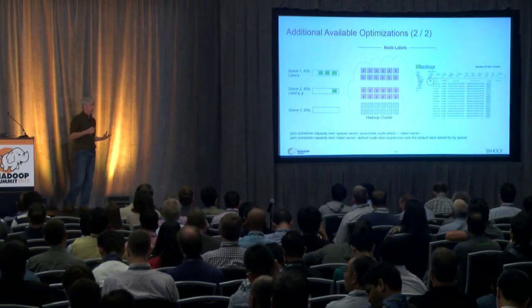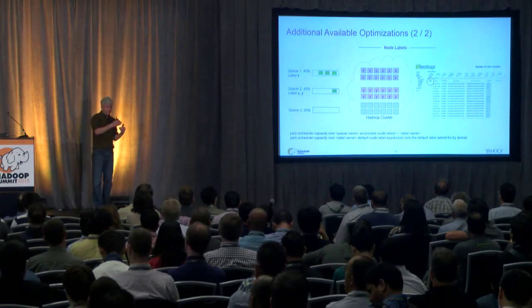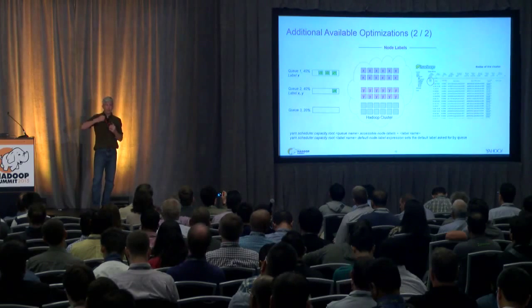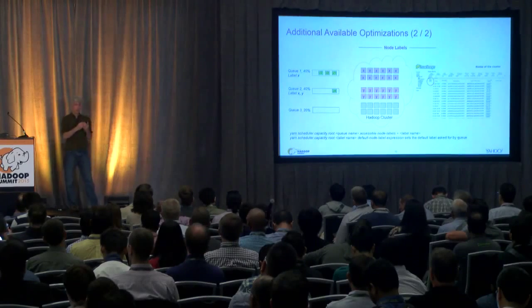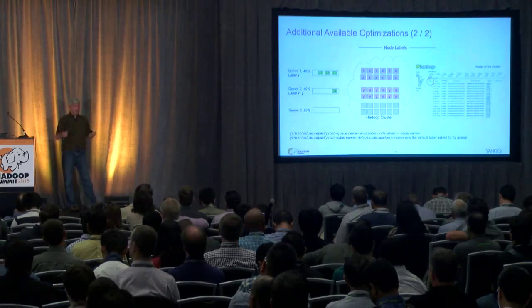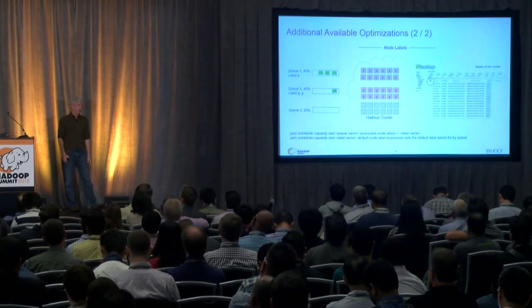So node labels is a way of saying, I have an application, in my example, that needs a lot of memory. I have a bunch of large memory nodes. I label those nodes that way, and then that application runs in a queue that can only run on those nodes. So if I have an SLA with that type of job, that's the only way I'm going to be able to do it.